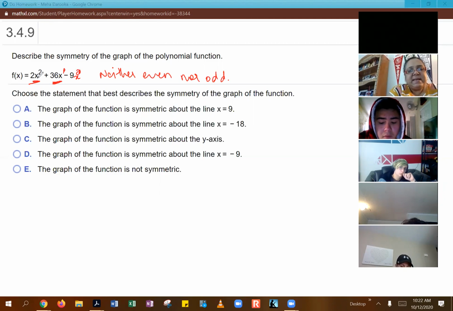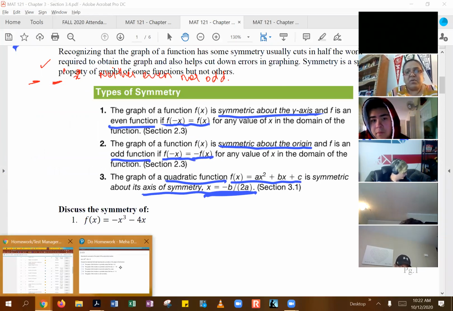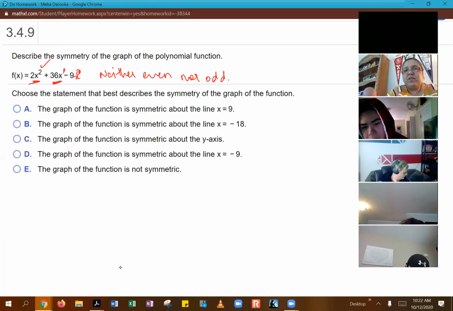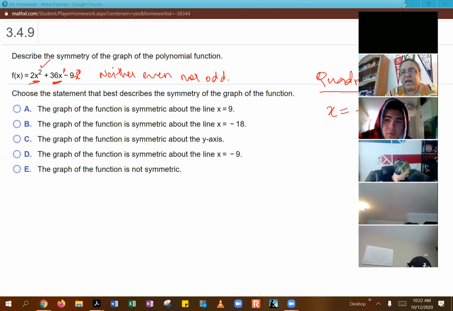But this is a second degree polynomial. So this takes us into that third type of symmetry, where a quadratic function has its own symmetry. That's what we will need to do here. Since this is a quadratic function, it will have its own symmetry. And remember, the axis of symmetry is at negative b over 2a. So can you tell me what that number comes out to be when you solve for negative b over 2a?